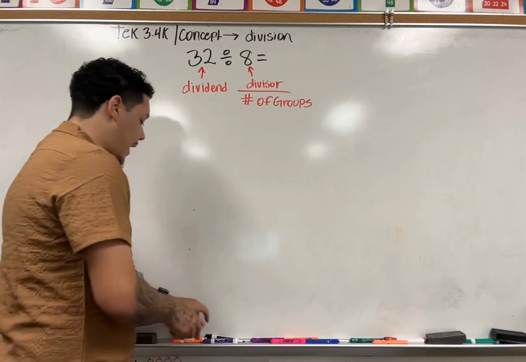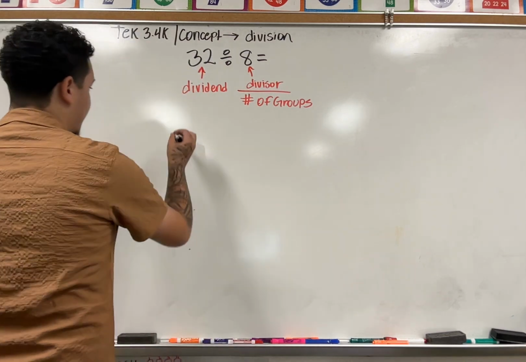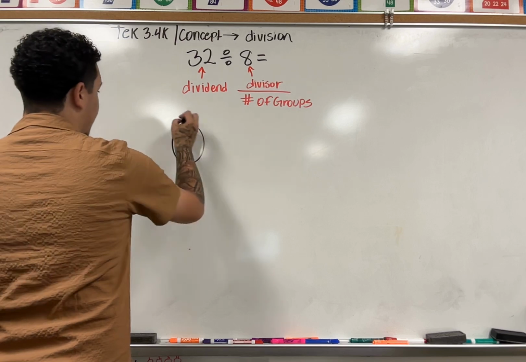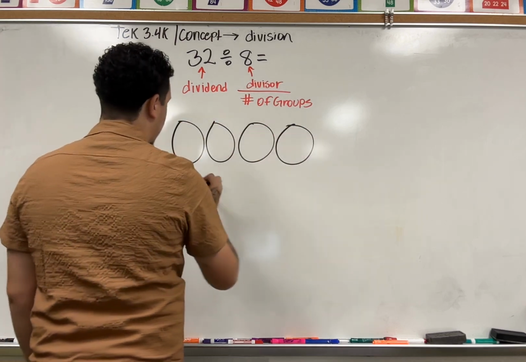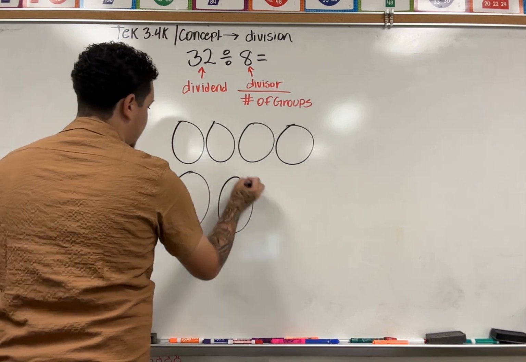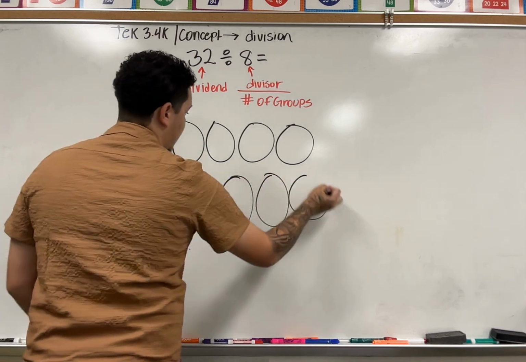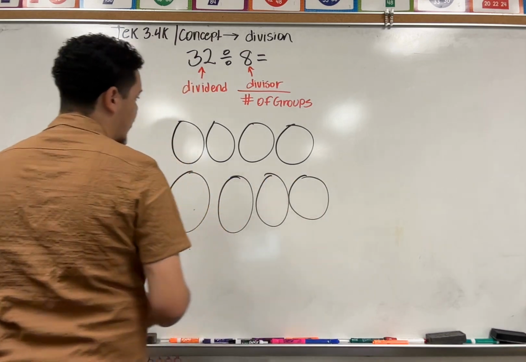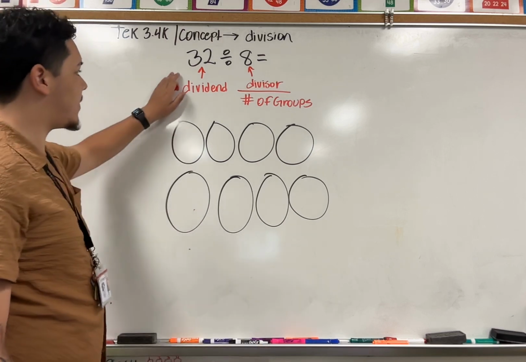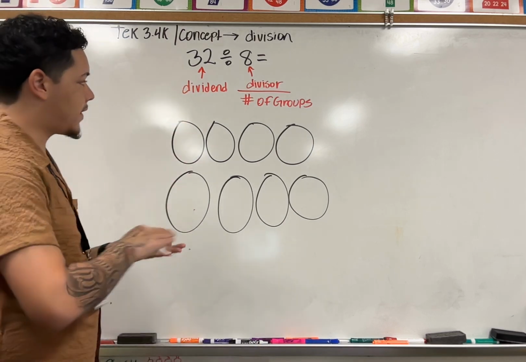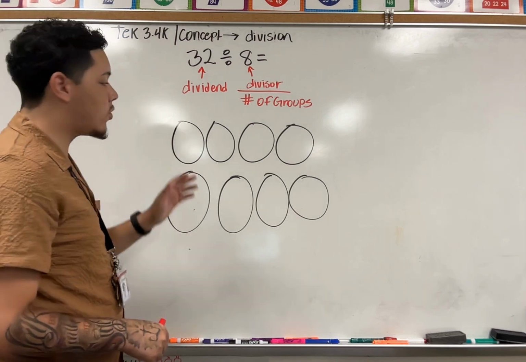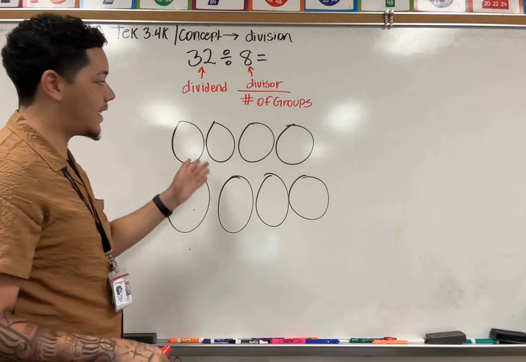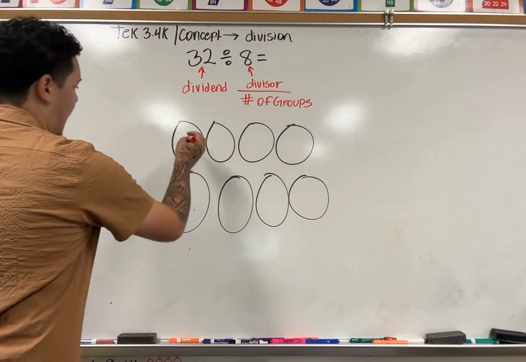So we're going to draw our 8 groups here and we're going to figure this out. So I'm going to draw 8 groups. 1, 2, 3, 4, 5, 6, 7, 8. All right, so I have my 8 groups here. Now I'm going to divide, I'm going to split 32 amongst those groups that I have. So I'm going to give one group one of the number until I hit 32, just like this.